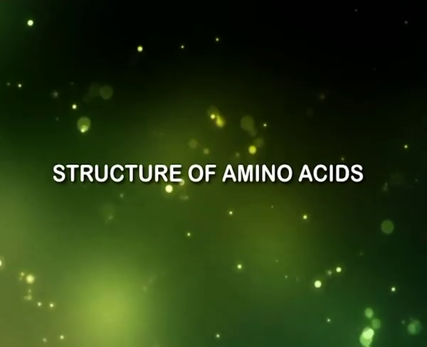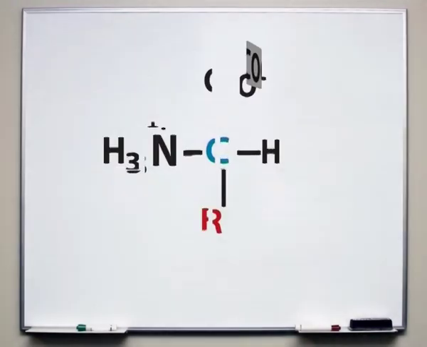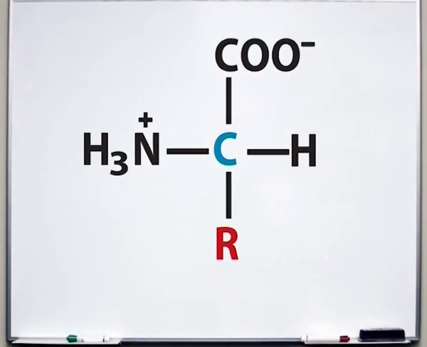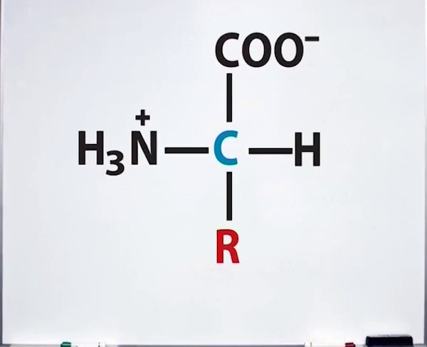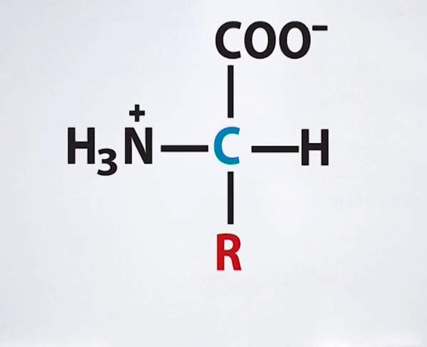Structure of amino acids. All 20 of the common amino acids are alpha amino acids. They have a carboxyl group and an amino group bonded to the same carbon atom, the alpha carbon atom. They differ from each other in their side chains or the R groups, which vary in structure, size, and electric charge, and which influence the solubility of the amino acid in water.